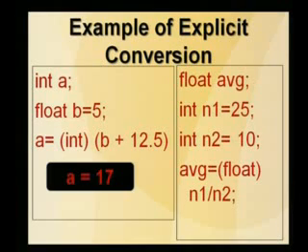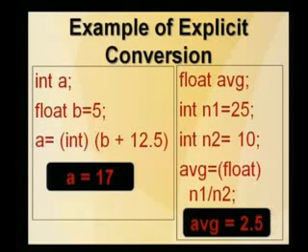Next operation, as you can see: float average, integer n1, integer n2, and average equals float n1 by n2. Now n1 by n2 will be 25 divided by 10, so that gives us 2.5, and that 2.5 is converted into the float value, so we get the answer 2.5.